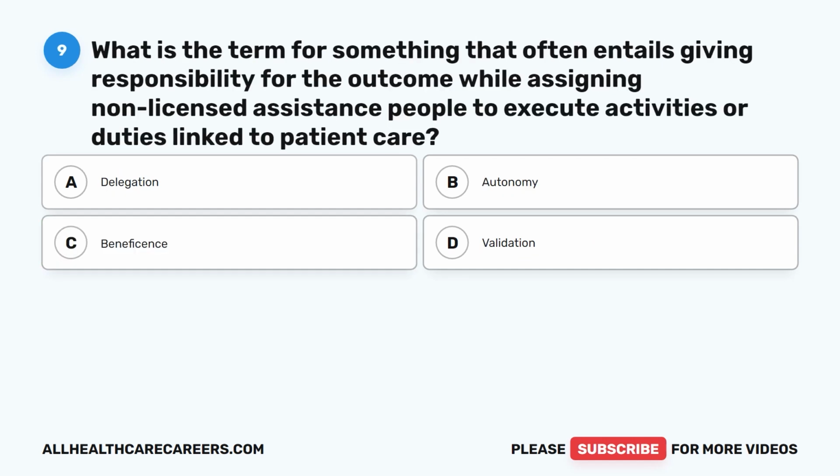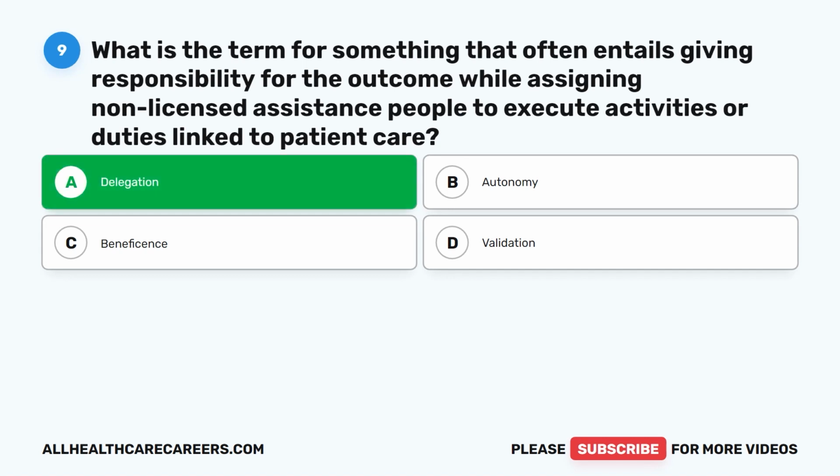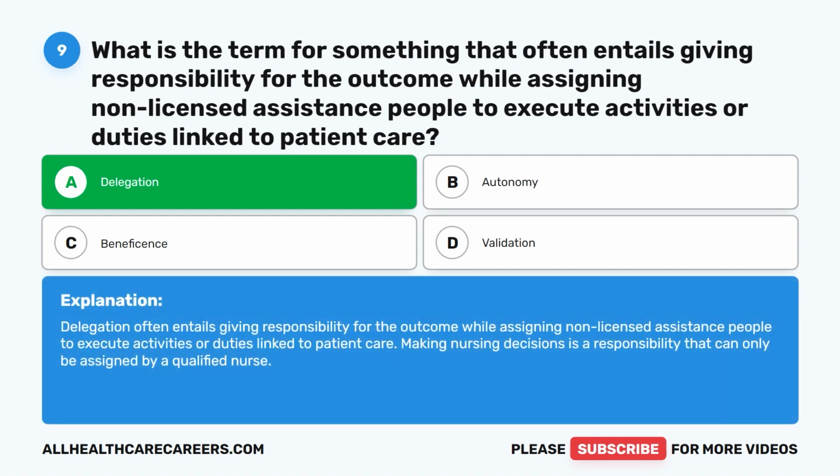Question 9. What is the term for something that often entails giving responsibility for the outcome while assigning non-licensed assistive personnel to execute activities or duties linked to patient care? A. Delegation. B. Autonomy. C. Beneficence. D. Validation. The correct answer is A. Delegation. Delegation often entails giving responsibility for the outcome while assigning non-licensed assistive personnel to execute activities or duties linked to patient care. Making nursing decisions is a responsibility that can only be assigned by a qualified nurse.